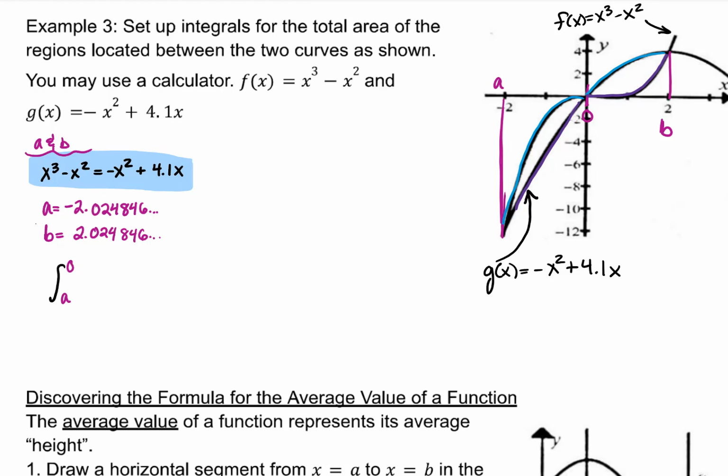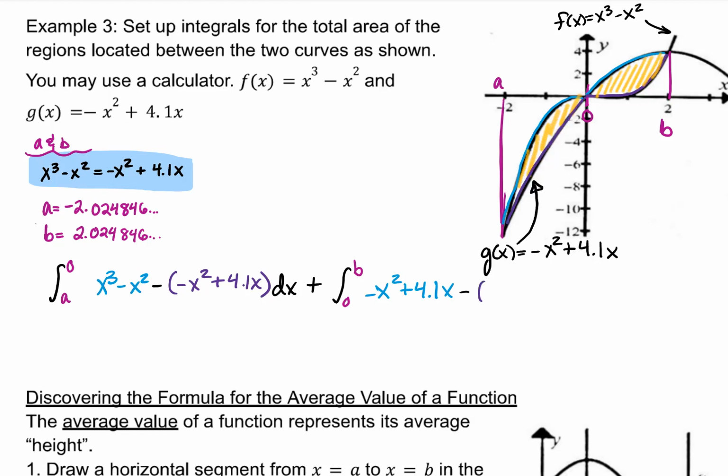Integral from a to 0 will be cubic curve minus quadratic curve, plus the area between 0 and b, between the curves. Now our upper curve is the quadratic, and our lower curve is the cubic.